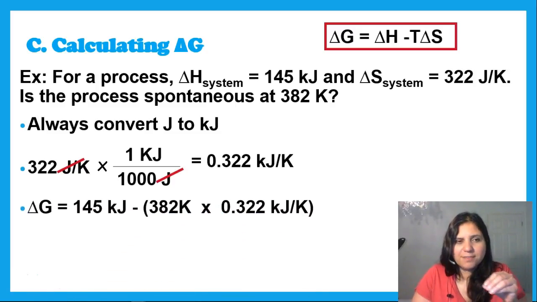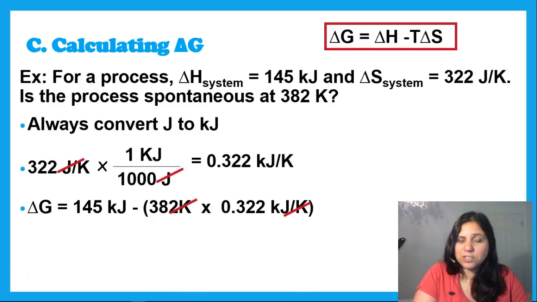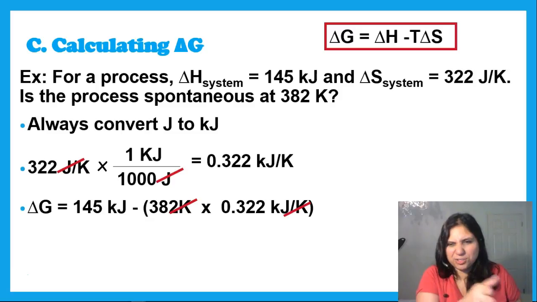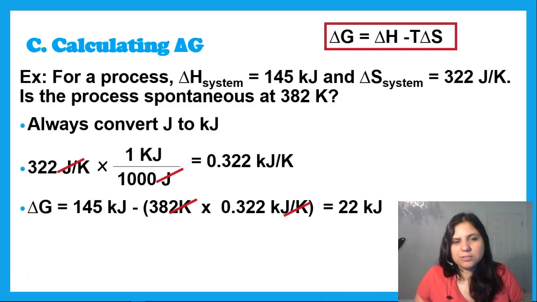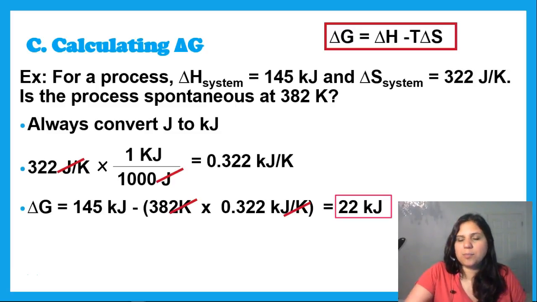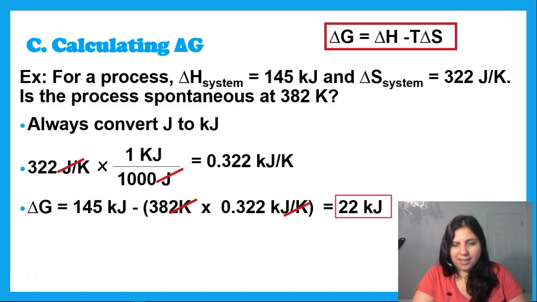Then I can plug it in. So 145 for delta H, 382 for the Kelvin, and the 0.322 for the entropy. The Kelvin units cancel, and so that's how you end up just subtracting kilojoules. And that is 22 kilojoules, just rounding to places here because I'm subtracting. Put a box around it. I figured out the change in Gibbs free energy. It is a positive change, positive 22 kilojoules.